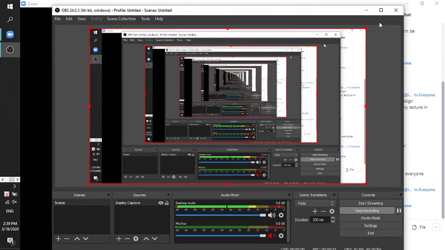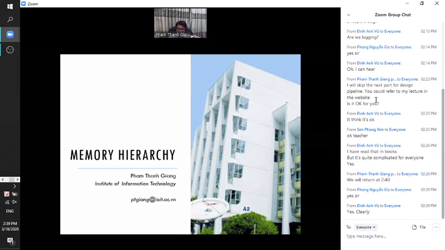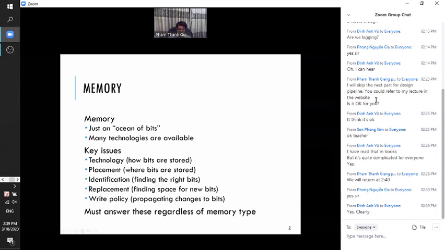Okay, in the next lecture, we study the memory hierarchies or memory architectures. What is memory? Memory stores bits. Many technologies are available. We have hard disk, HDD, and SSD, solid state disk.